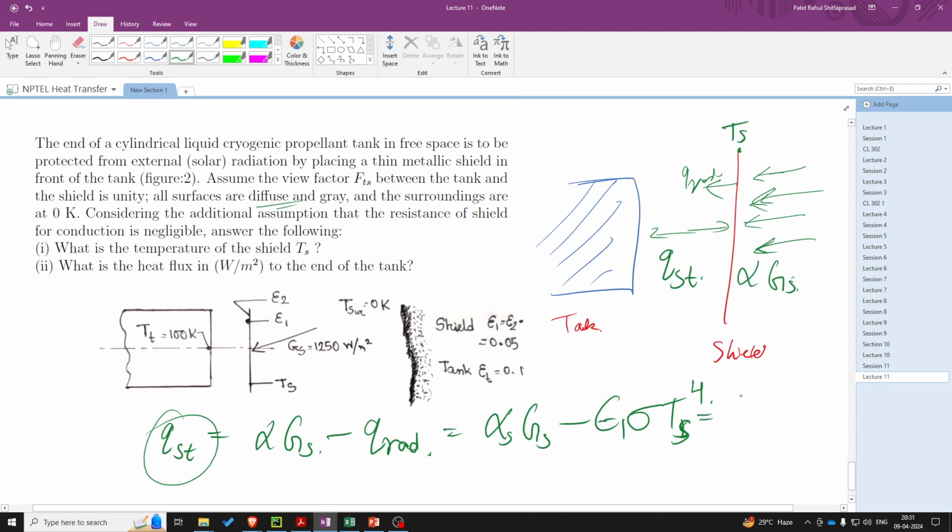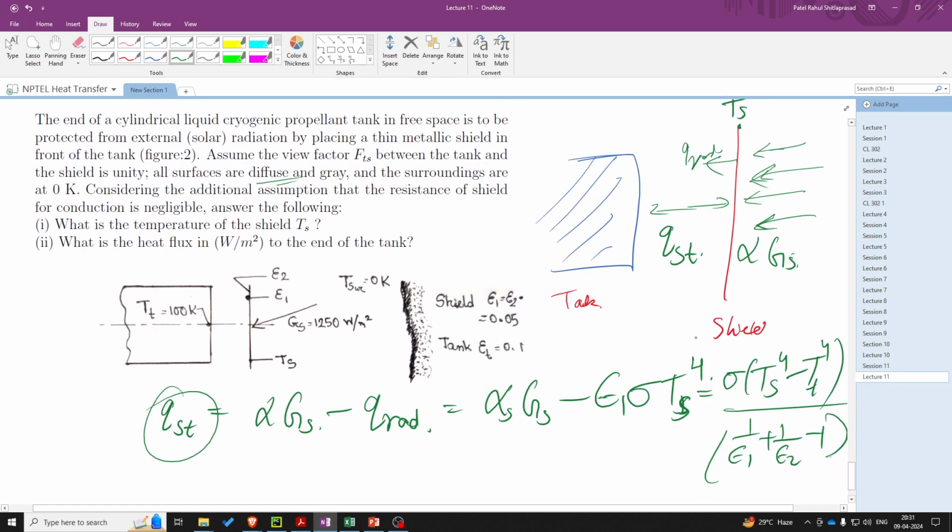we can write that as sigma Ts. We have just cancelled the area since the area for the system will remain the same. Temperature of the shield Ts raised to 4 minus temperature of the tank Tt raised to 4 upon the resistance, which will be 1 upon epsilon 1 plus 1 upon epsilon 2 minus 1. And then in this question, we have been asked to find this value of Ts.